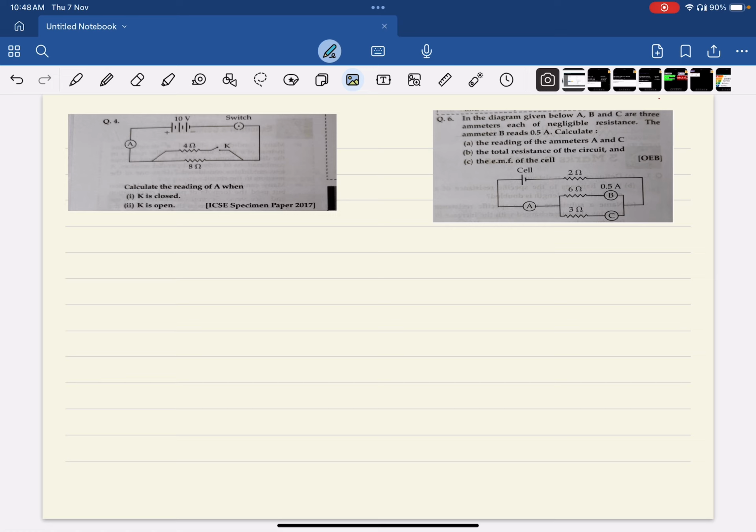Today we are going to do two important numericals from current electricity for class 10th CBSE and ICSE board. If we look at the first question, we are asked to calculate the reading of A, which is an ammeter, when K is closed, and second when K is open. I hope you know that K is a key.